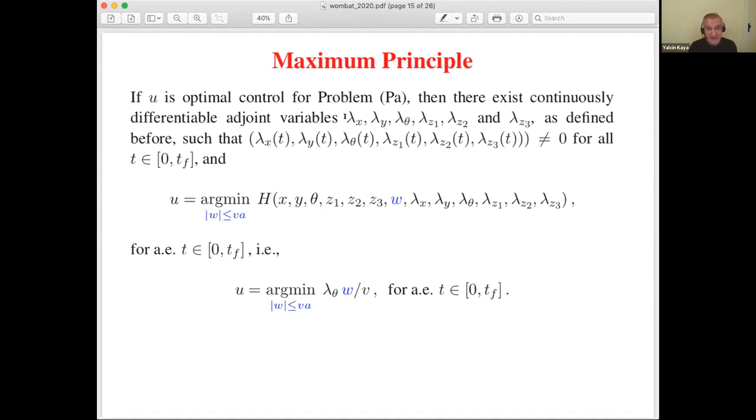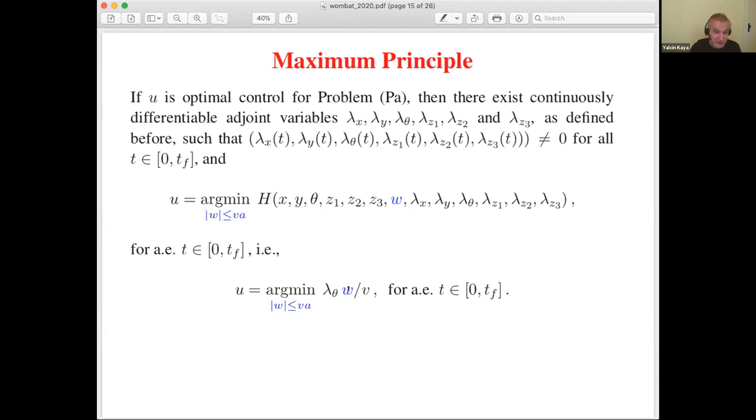Then we can write down the maximum principle. Given the definitions of these adjoint variables that we've written, if U is the optimal control, and also the adjoint variable vector is never the 0 vector for any t in the time horizon 0 to tf, then U is a minimizer of the Hamiltonian function, which can be written simply as this, because this is the only term of the Hamiltonian function which involves the control.